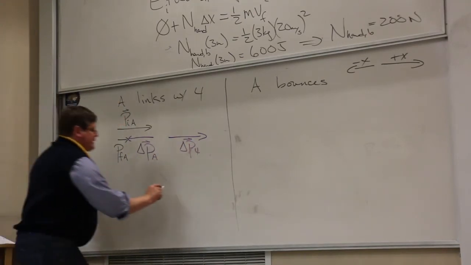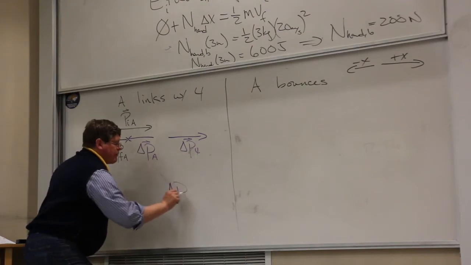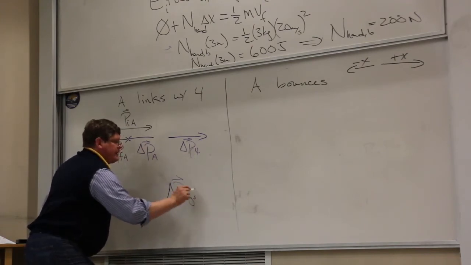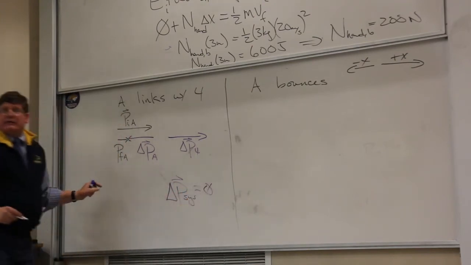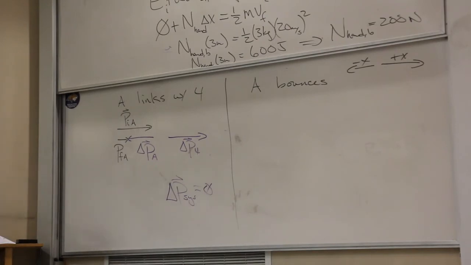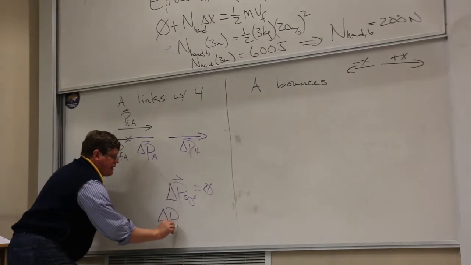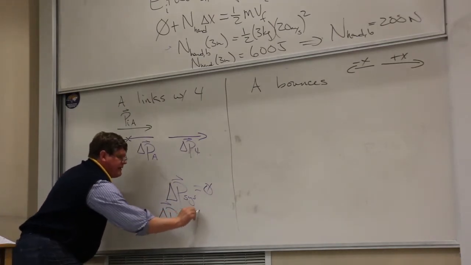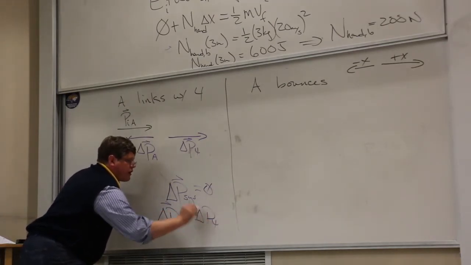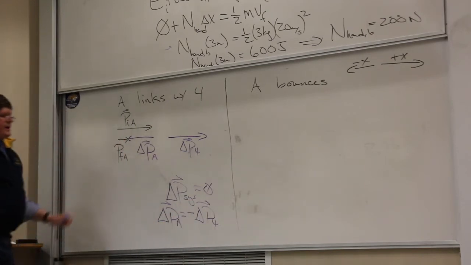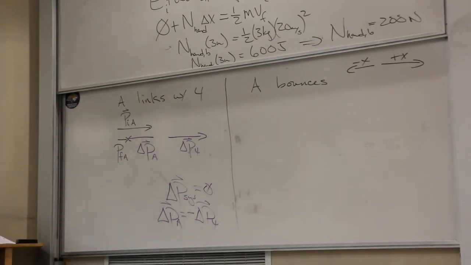Now I know that because the change in momentum for the system of A and the 4 cars has to be 0. And in order for that to be 0, whatever change A has, the 4 cars have to have the same change, but in the opposite direction. So when I add them together, I get 0.